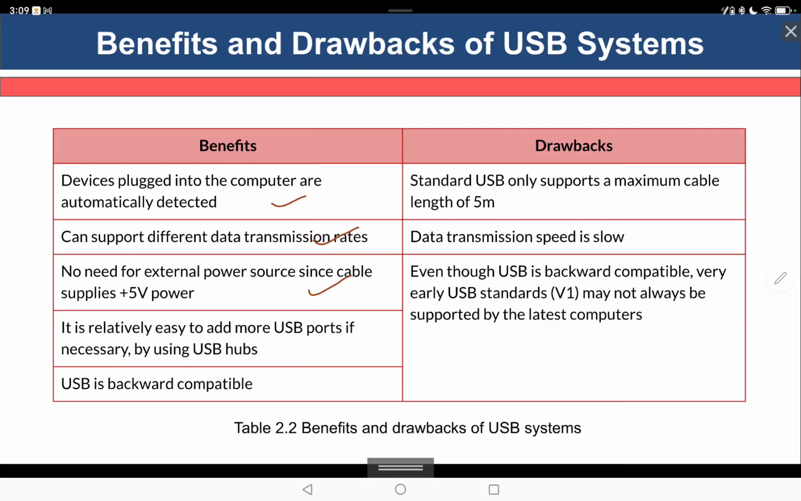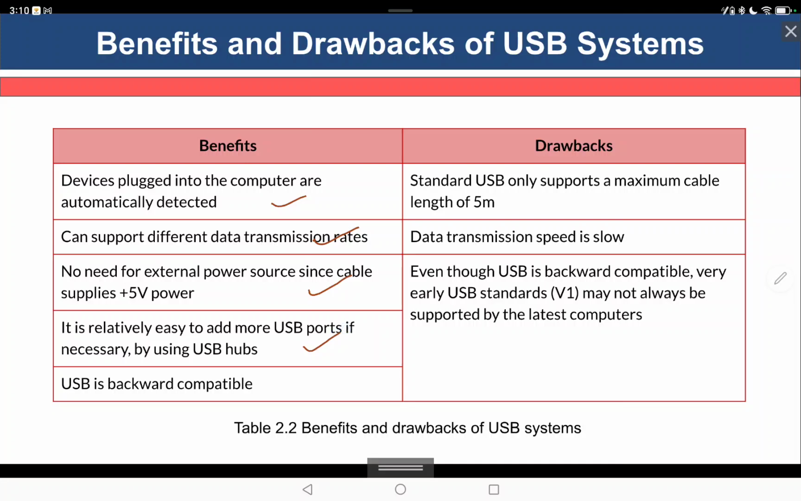No need for an external power source since the cable supplies 5 volt power. So a USB cable can provide about 5 volts of power to small devices like your keyboard, your webcams. Which means that you don't need a separate power supply for your device.